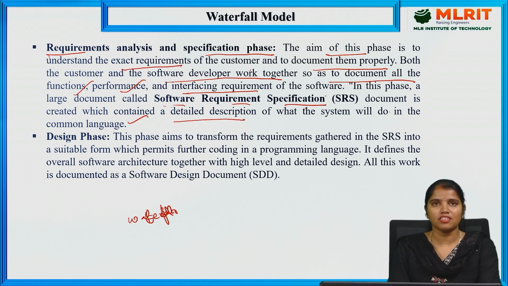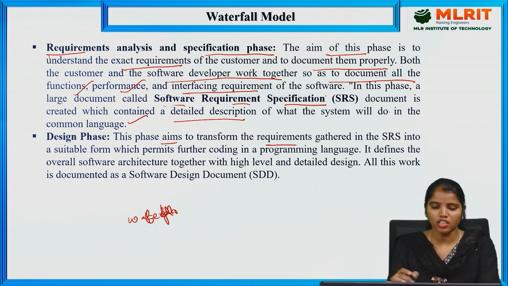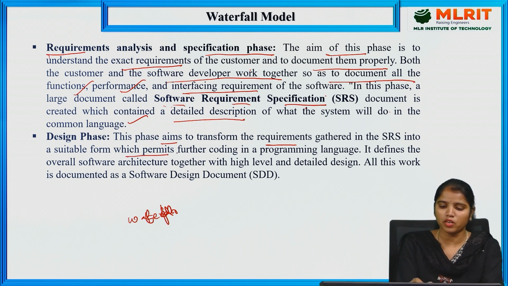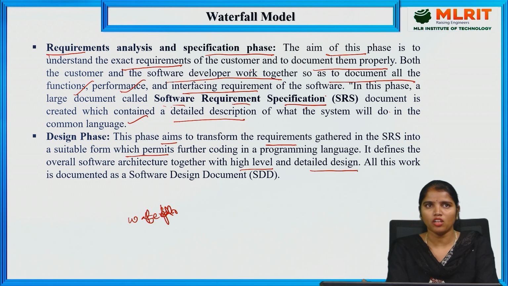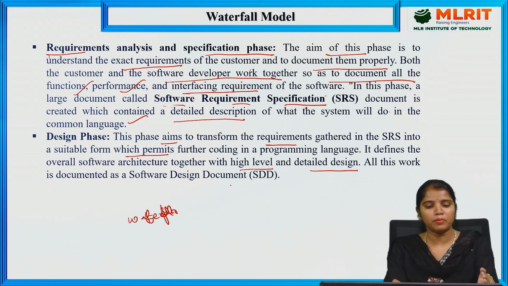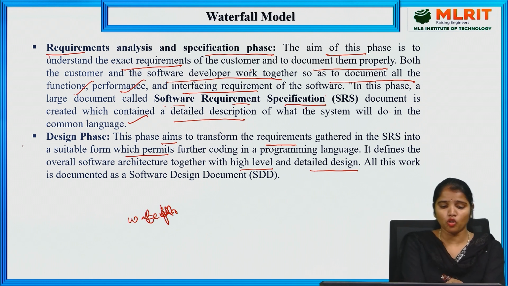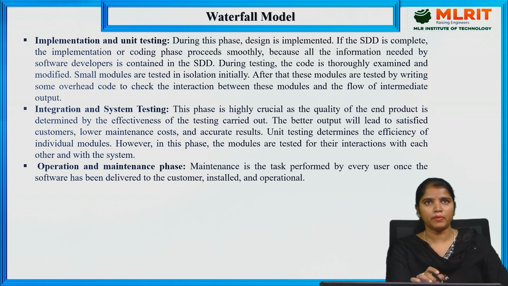Now let us discuss the design phase. This phase aims to transform the requirements gathered in the SRS, the software requirement specification, into a suitable form which permits further coding in a programming language. It defines the overall software architecture together with high level and detailed design. All this work is documented as a software design document. After completing the requirement phase, next we go for the design phase. After the design process, we go for the implementation phase.